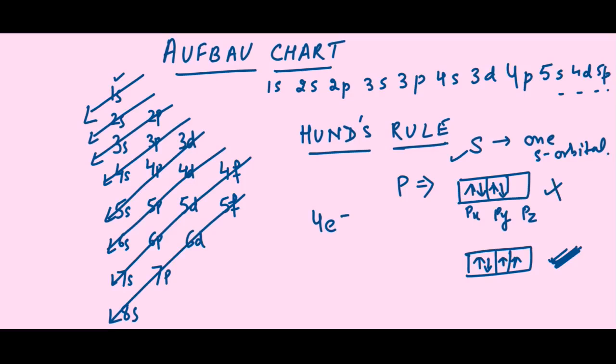So always remember that when we are filling the orbitals of the same subshell, then we must fill them singly first, and then we can start the pairing. We will not do the pairing right from the starting. So here you need to take care.